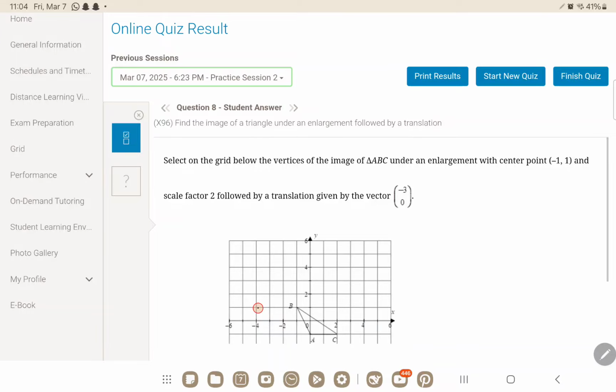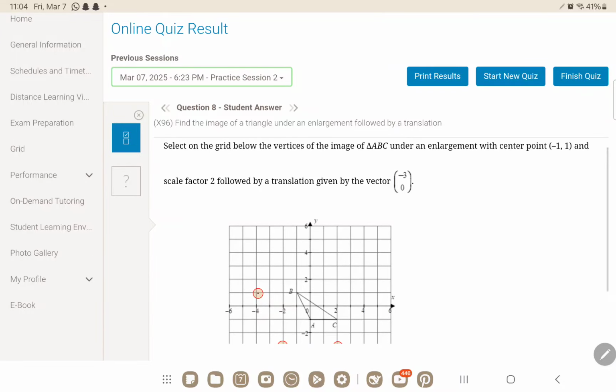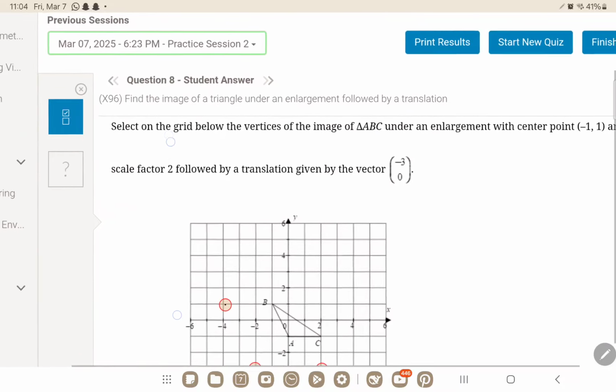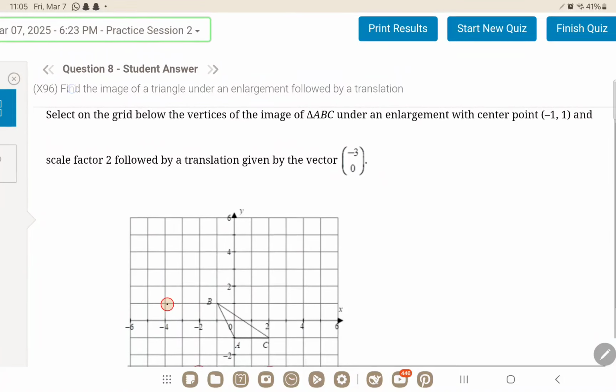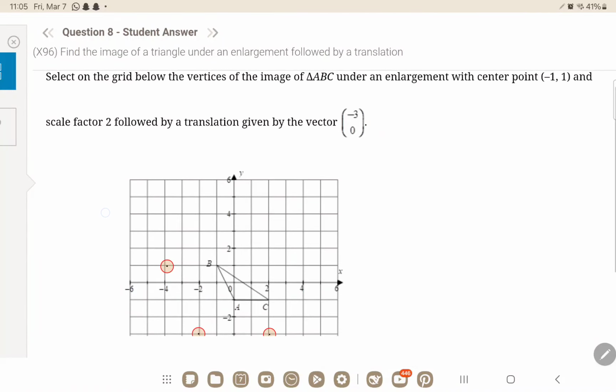Okay. So here we have an enlargement with center point -1, 1. Sorry guys, I have hiccups. Select on the grid below the vertices of ABC under an enlargement with center point -1, 1 and scale factor 2 followed by a translation of the given step by step.